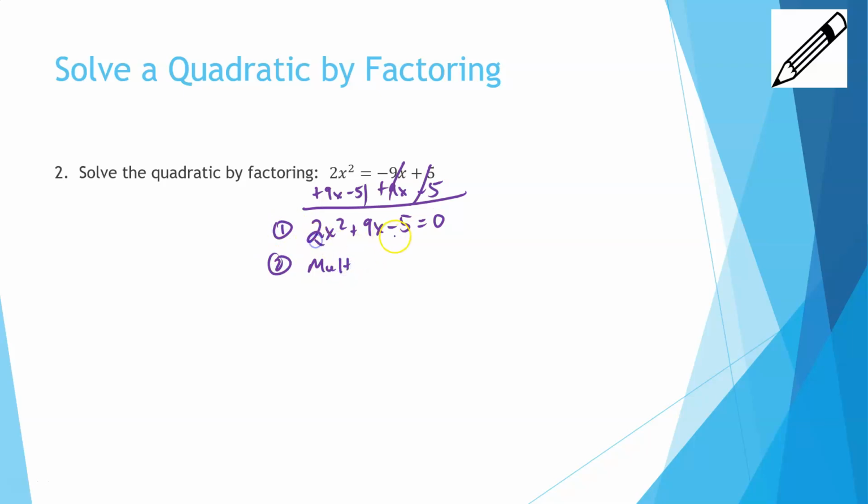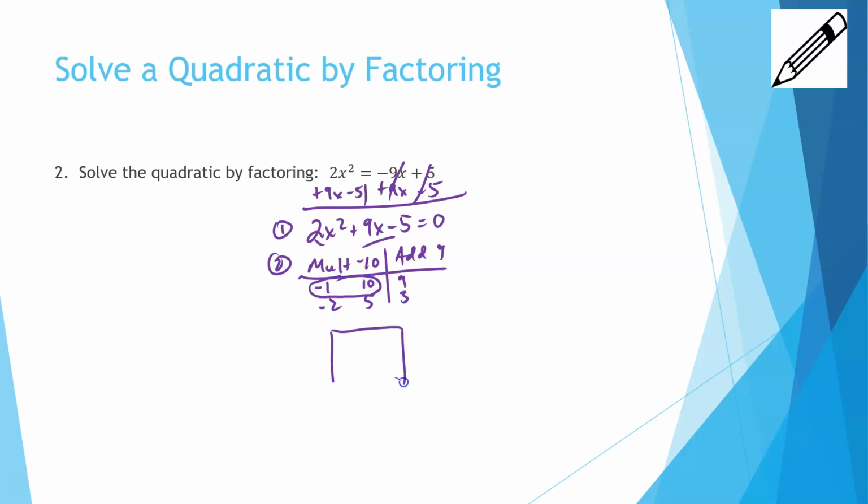Another quick review, multiply, these are different, so negative 10, add to 9. My options to get to 10 are 1 and 10, 2 and 5. To multiply to a negative and add to a positive, the smaller number must be negative. So these are my 2 values.